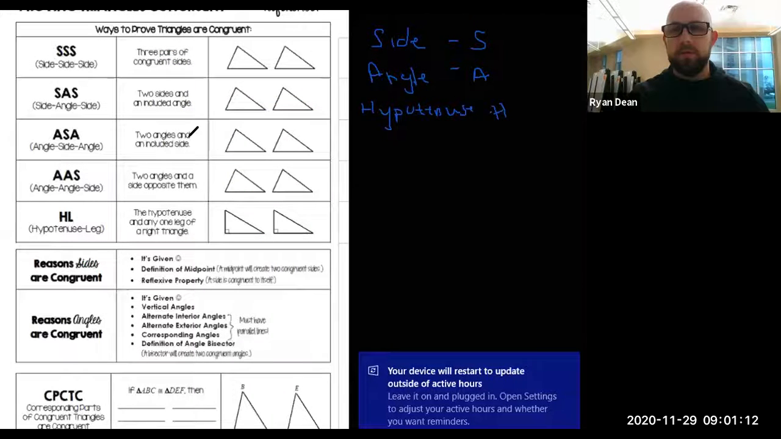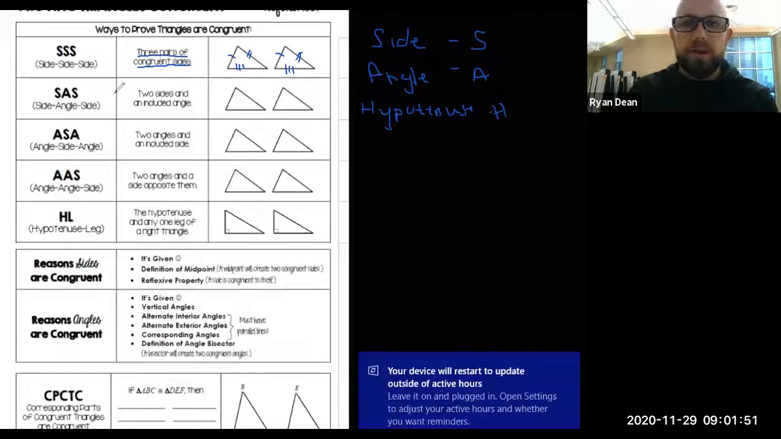Okay, so we're back. I fixed the screen. Coming back here to SSS, we have 3 parts of congruent sides. So what that means is that on each triangle, there's going to be 3 pairs of congruent sides. Okay, so what I'm doing here is I'm just marking these triangles with the hash marks to show the 3 different sides that are congruent. Okay, so we have 1 pair here, another pair here, and another pair at the bottom. So that would be SSS if you have 3 sides that are congruent.